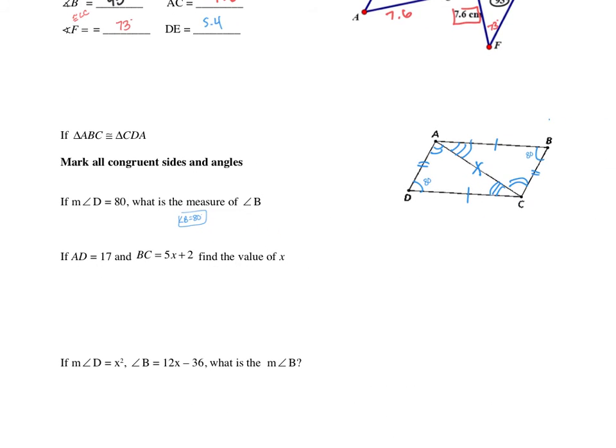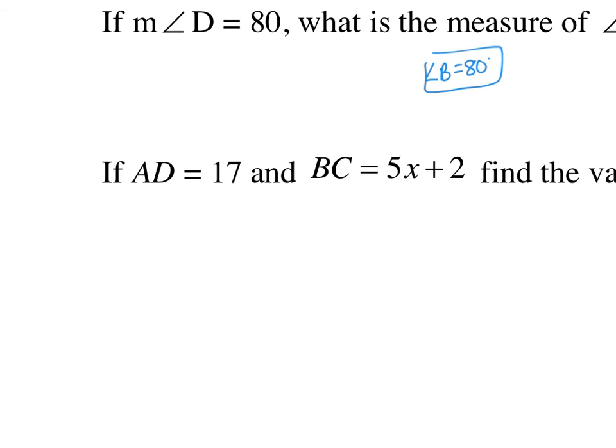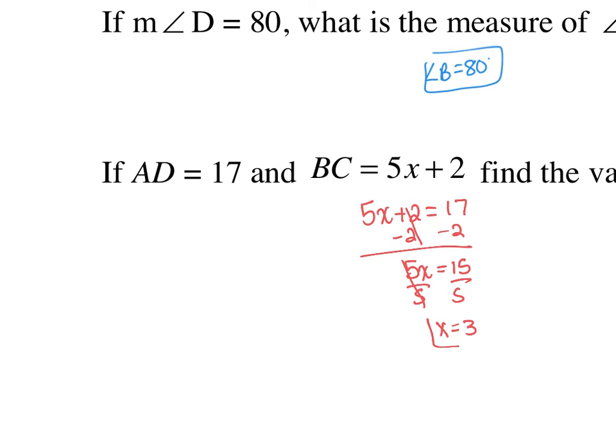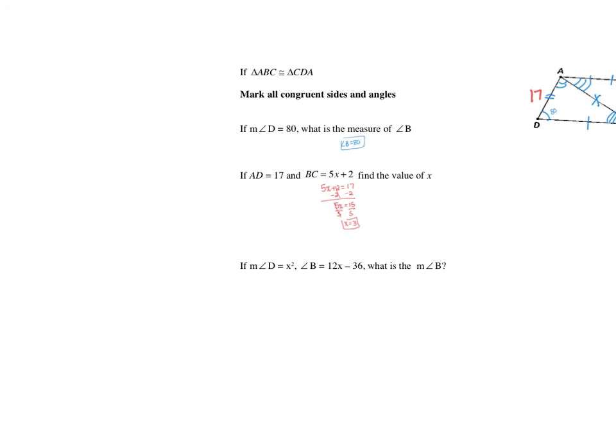Number 2, if AD is 17, so I put my 17 here, and BC is 5x plus 2, find the value of x. Well, if you look, both sides are congruent to each other. So I'm just going to do 5x plus 2 equal to 17. I want to solve for x, so I have to get my 5x by itself. I'm going to take away 2 from both sides. So I get 5x equals 15. And I want to get rid of that multiplied by 5, so I'm going to divide both sides by 5, and I get x equal to 3. Let's go on to the next example.